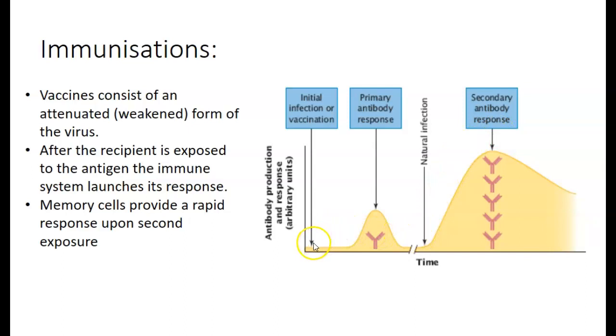So if this was the point of vaccination, you still get that initial immune response. Then, should you come in contact with the pathogen itself, your immune system can get rid of the pathogen before you even know you're sick. So memory cells provide that rapid response upon second exposure.